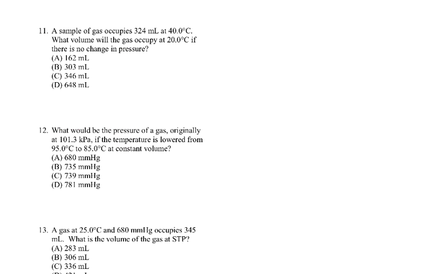11. A sample of gas occupies 324 milliliters, that's a volume. At 40 degrees, we're going to immediately change that to 313 Kelvin. What volume will the gas occupy at 20 degrees, which would be 293 Kelvin? We add 273 to each of these numbers. There's no change in pressure. So this is a volume and two temperatures. So this is V1 over T1 equals V2 over T2.